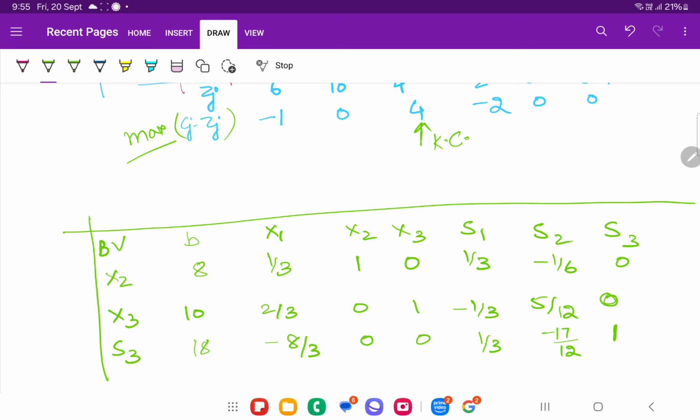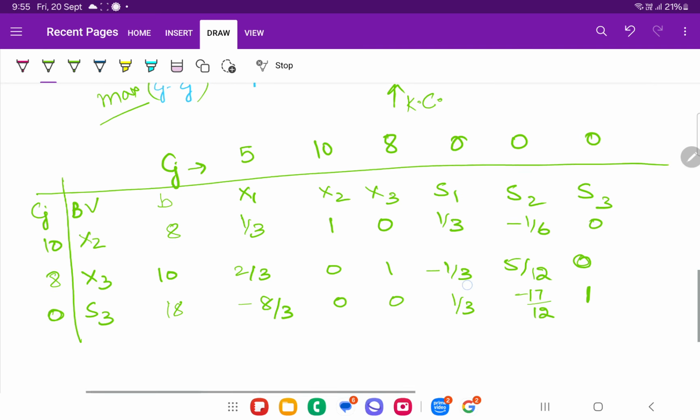Again the same process will be followed. I will write the Cj. What is the coefficient of x2 in the objective function? 10. x3 in the objective function is 8, s3 is 0, and similarly for x1 it is 5. So this is 5, this is 10, this is 8, this is 0, this is 0 and this is 0.